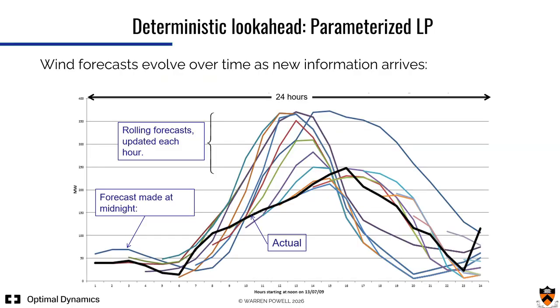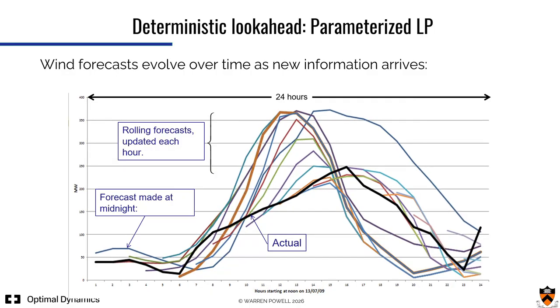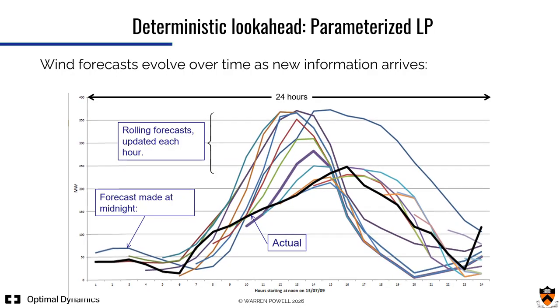What makes this thing challenging is the forecast of the wind. So this is real data over a 24-hour period. The black line is the actual energy from wind over the 24 hours. The various other lines are forecasts. This is the forecast starting at midnight. And then each subsequent hour, the forecast gets updated. And you can see the forecasts change quite a bit. These forecasts are not very good forecasts. So we have to deal with a lot of uncertainty.